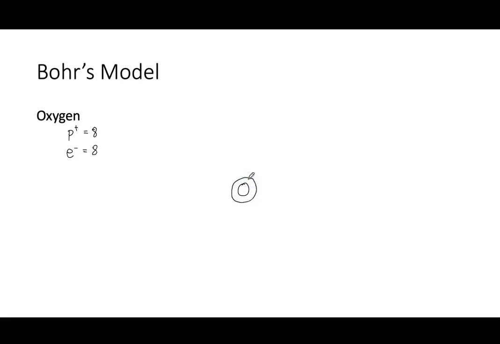That's my nucleus. So let's draw the first principal level. I know it can handle only 2 electrons right here. So 8 minus 2, that means I have 6 more unaccounted for. So let's draw the second principal energy level. Right now I'm at 2. I need 6 more to make it an 8. So 3, 4, 5, 6, 7, and 8.